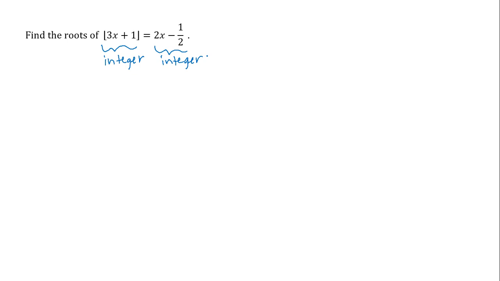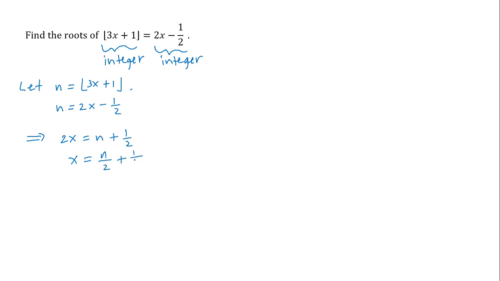To do this, I'm going to let n be equal to the floor of 3x plus 1. So if n is equal to the floor of 3x plus 1, then n is equal to 2x minus 1/2 as well. Now, I'm going to use the second equation and solve for x and then substitute in the original equation. So if we solve for x, we must have 2x equals n plus 1/2. And so x is equal to n over 2 plus 1/4.